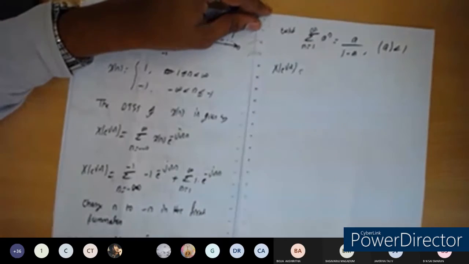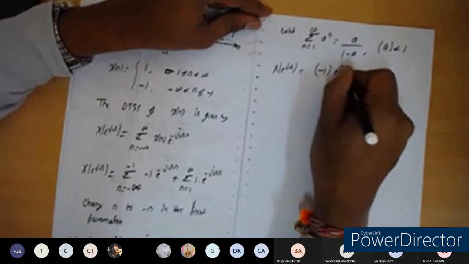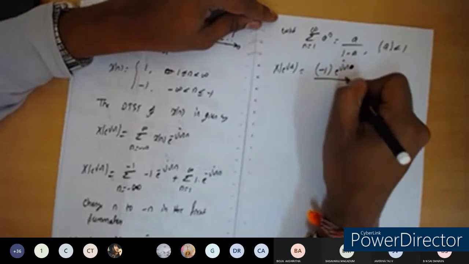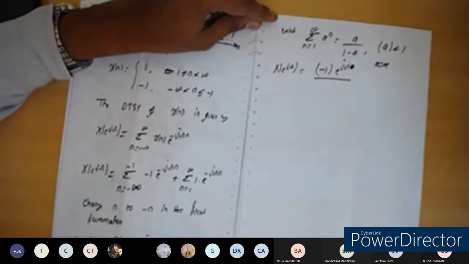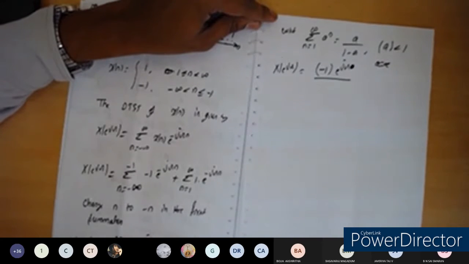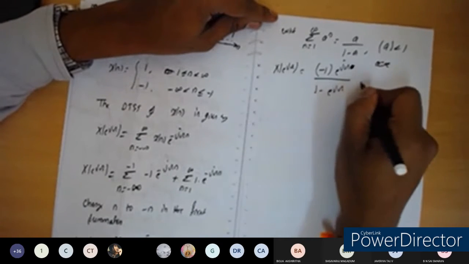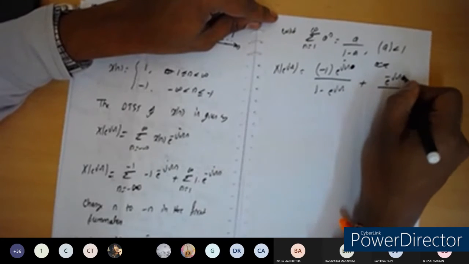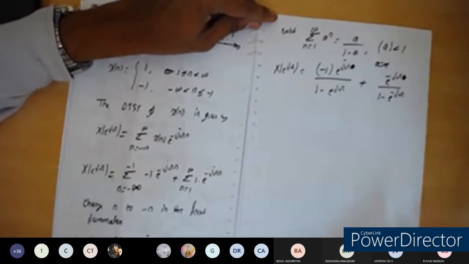So for this one, minus 1 is there. I'm going to retain minus 1 like that only. Here a is nothing but e to the power of j omega, not n here. So you can take a in the first summation as e to the power of j omega, and a in the second summation as e to the power of minus j omega. So divided by 1 minus e to the power of j omega, plus e to the power of minus j omega divided by 1 minus e to the power of minus j omega.